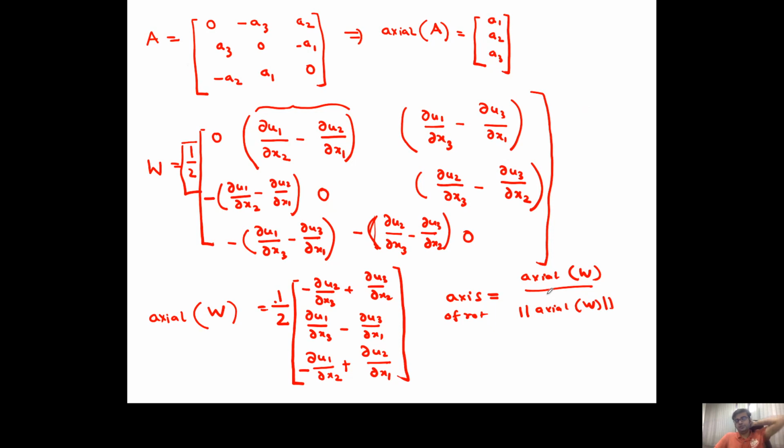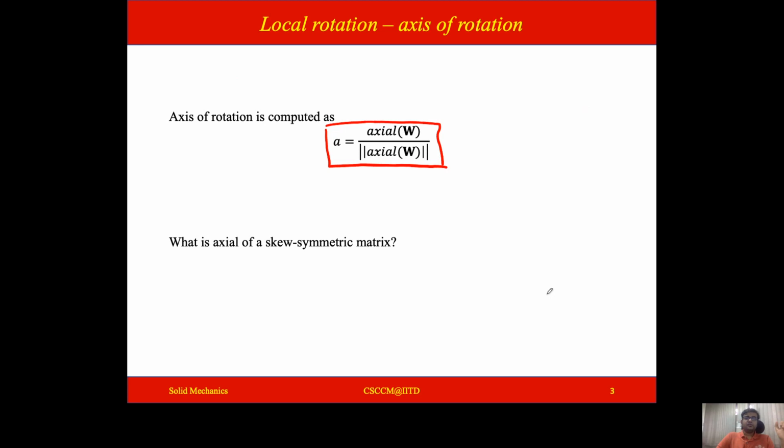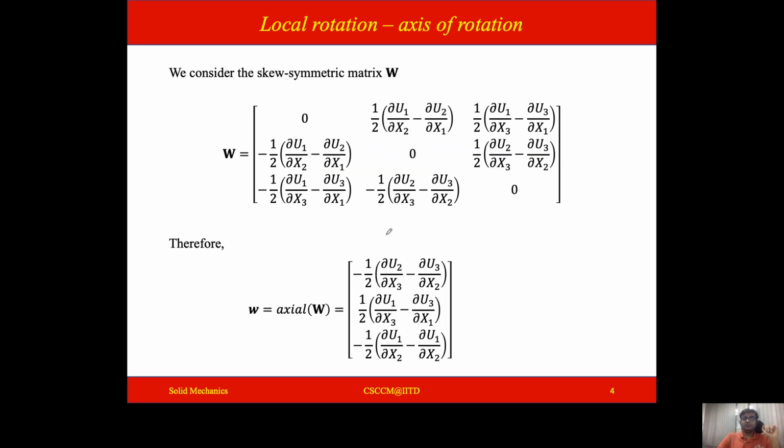That is what this magnitude of axial of w is doing. So this is how you can compute the axis of rotation. The rotation value is I plus w, so that you can use, and that will rotate about axial of w, right? So exactly, this is what the formula is. And what is axial of a skew symmetric matrix? That is what we discussed until now. So now we can proceed further.